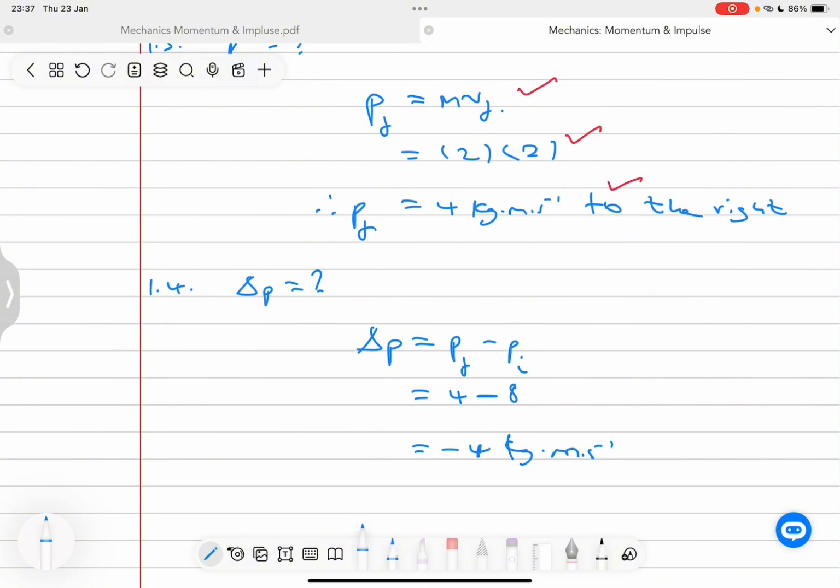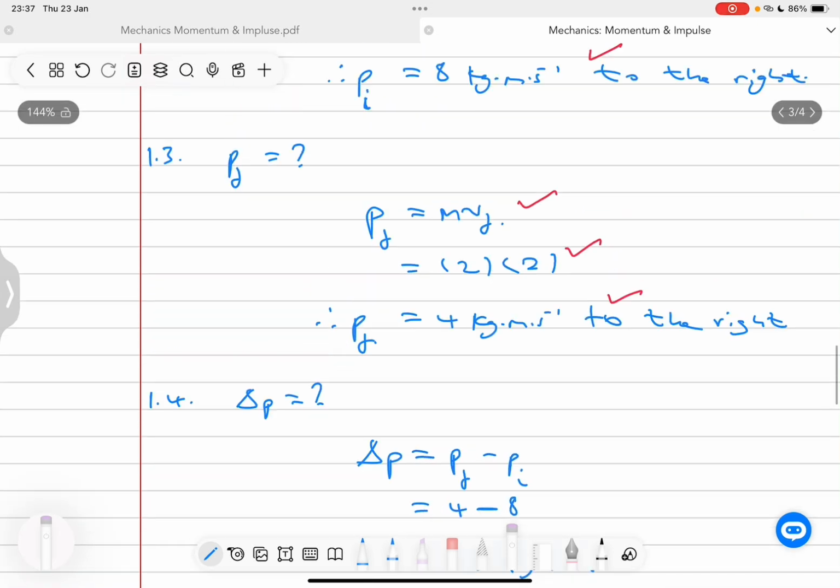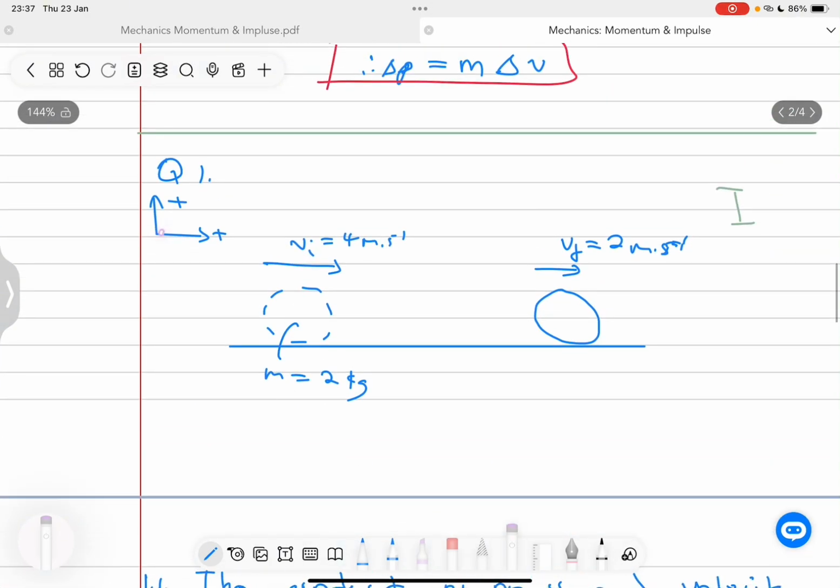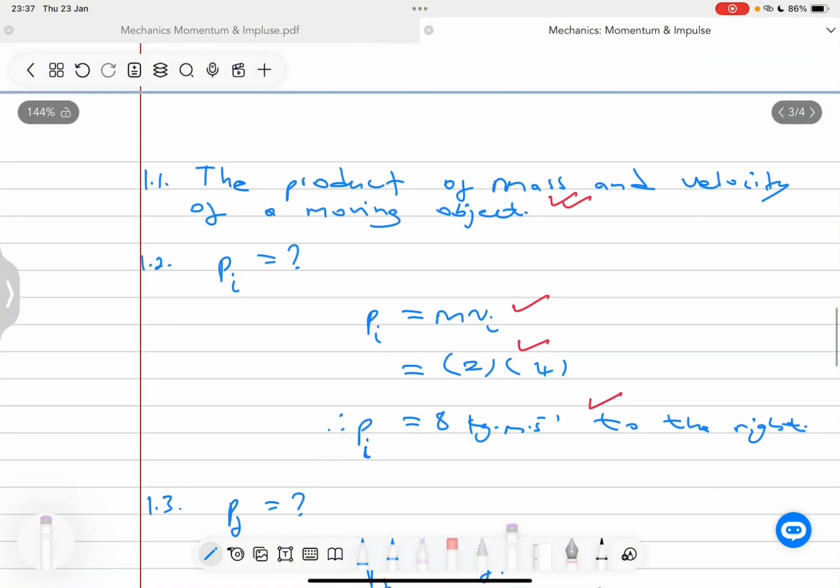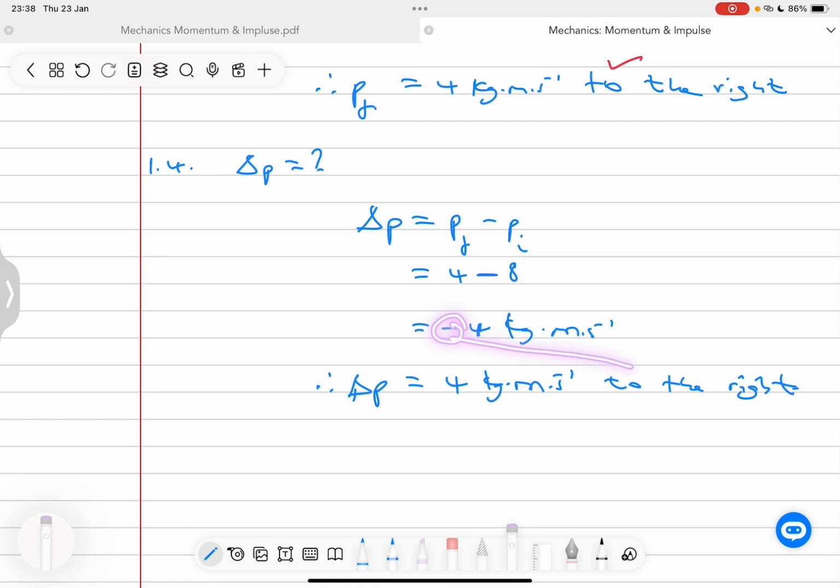kilogram meters per second. Now, because we got a negative answer, it means our change in momentum is actually going towards the negative direction, which is the left. So that means here I'm going to write my final answer as 4 kilogram meters per second to the right. The negative here implies direction, just like the positive was implying direction. It does not necessarily mean this answer is a small negative integer. It means that it is going to the left.